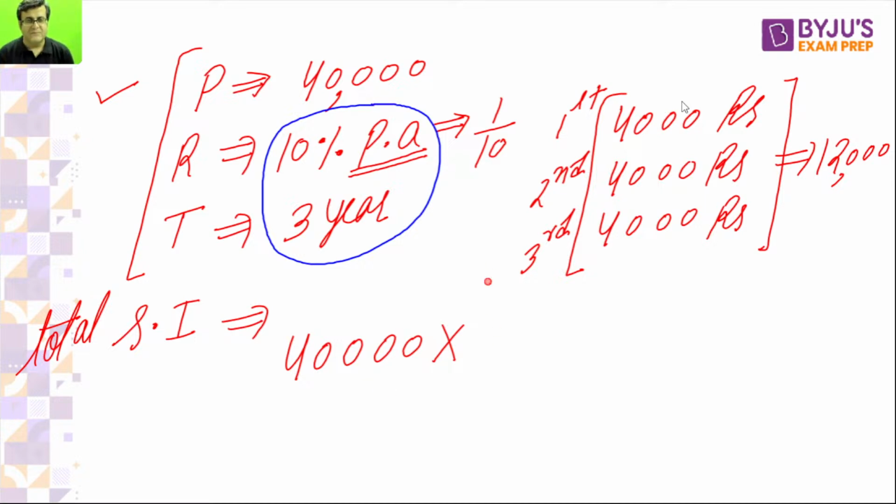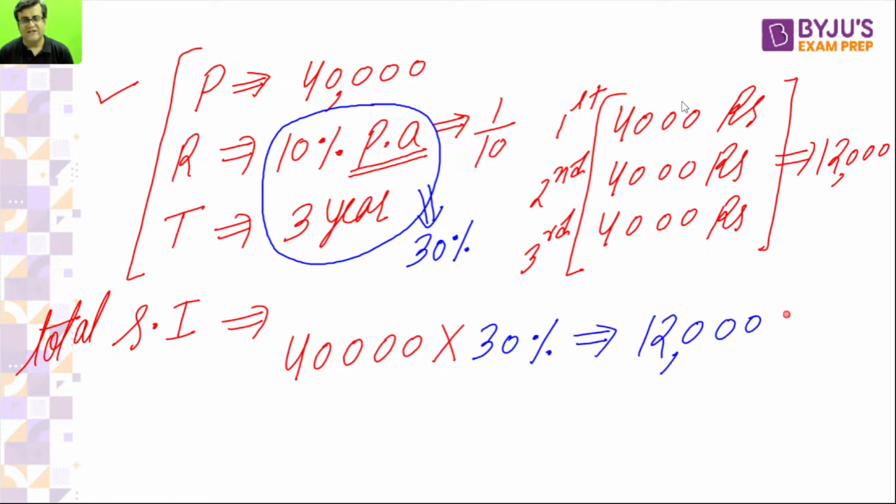Total interest will be how much? 10% in 1 year, so in 3 years the total interest will be 30%. So if you directly find 30% of 40,000, you can say in one single step that 12,000 rupees is the total interest.